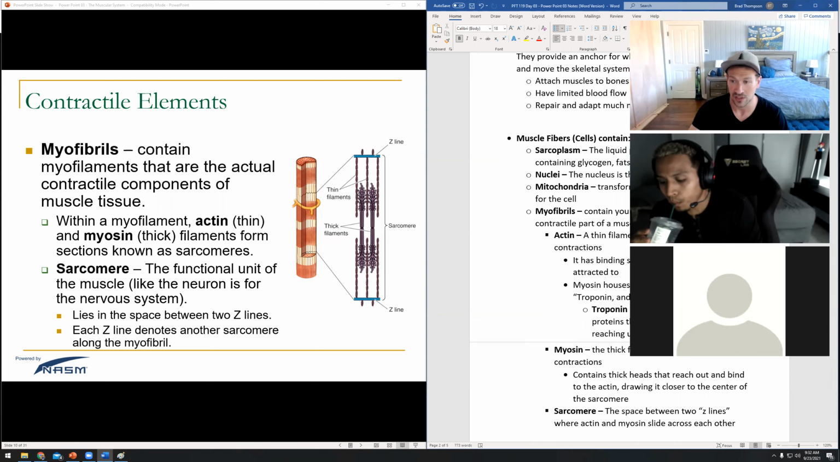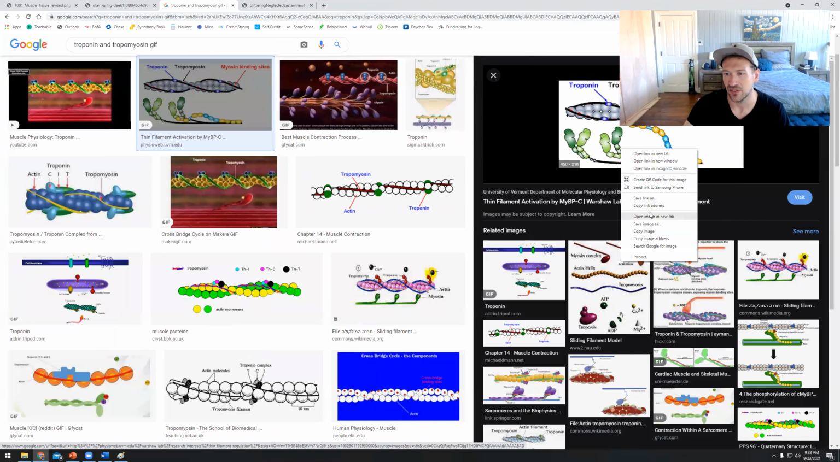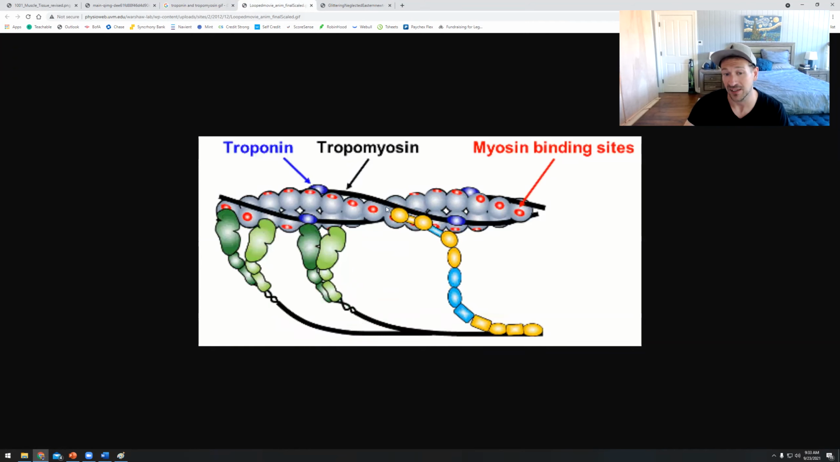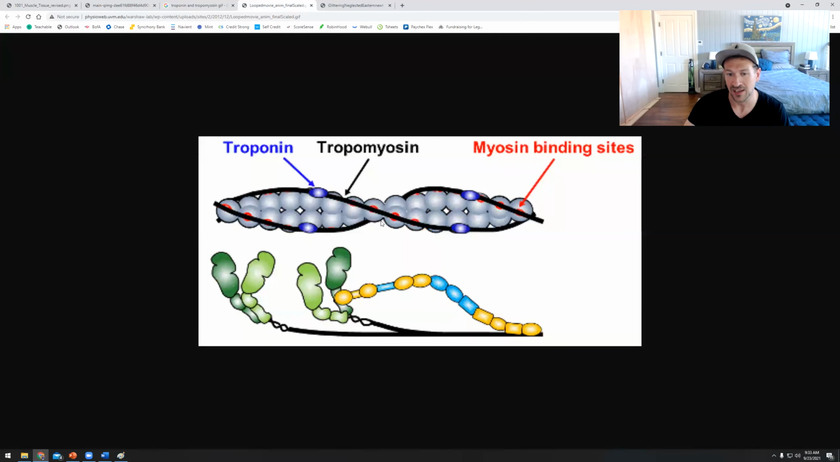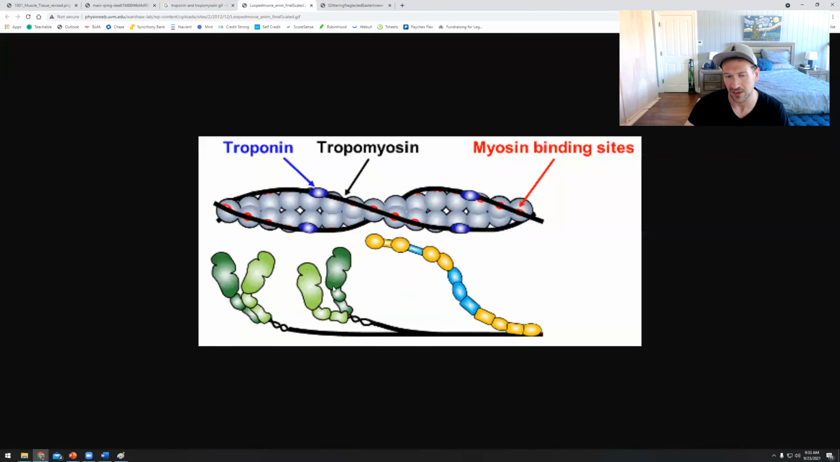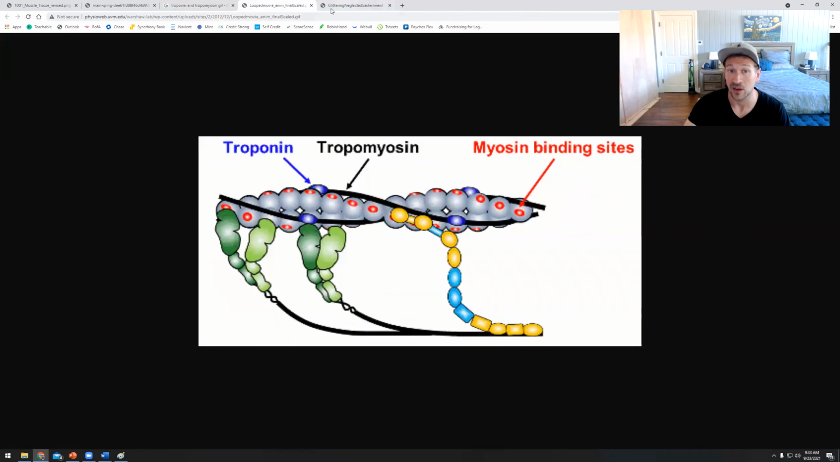You can't see that in this version, but if we look at the way troponin and tropomyosin work, you can actually see it's a strand here, right? And that's blocking the binding sites. But if those binding sites move out of the way, there it is, right? Right now it's all blocked, but if it gets out of the way, myosin's able to reach up. It's the green stuff here. It's able to reach up and grab actin. But we've got to get it out of the way in order for that to happen.